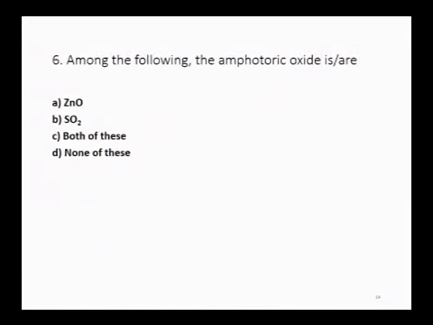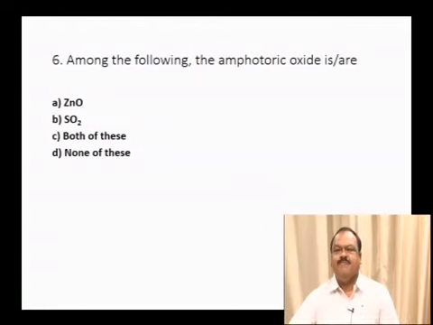Next question. Among the following, the amphoteric oxides are. Amphoteric oxides mean they act as both acids as well as bases. Among the options, A, zinc oxide, B, sulfur dioxide, C, both of these, D, none of these. Sulfur dioxide is a gas which acts as only acidic property, whereas zinc oxide acts as both acidic as well as basic nature. Hence, this acts as an amphoteric oxide. Answer is A.